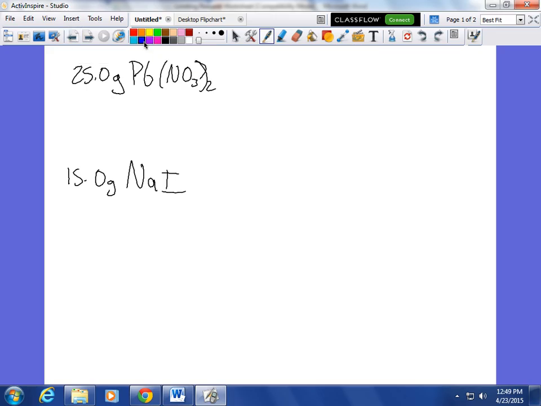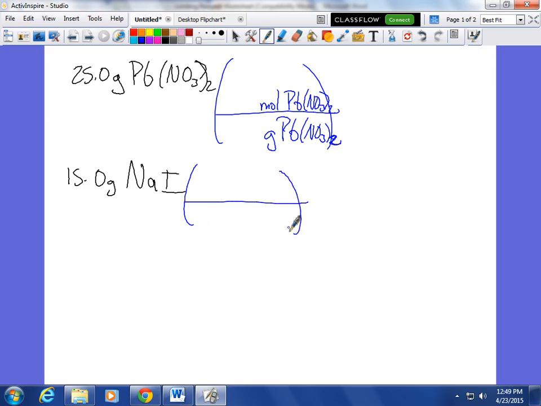So what's step number 1 that you all should know how to do? Convert grams to moles. So we're going to go from grams of Pb(NO3)2 to moles of Pb(NO3)2. Same thing on the bottom: grams of NaI, excuse me, we're going to moles of NaI.